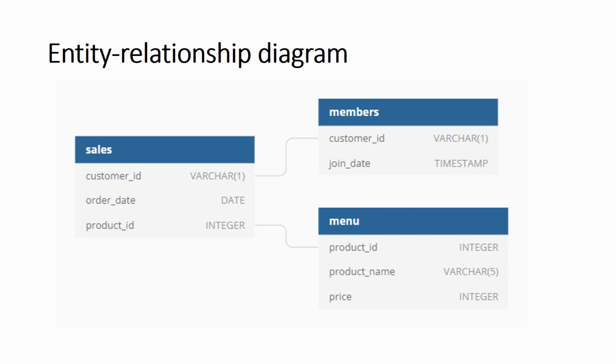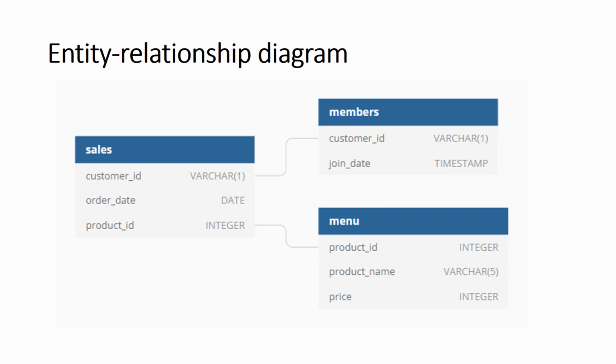In the sales table, there are three variables. One is customer ID with the data type varchar one, order date with the data type date, and product ID with the data type integer. In the members table, there are two variables. One includes customer ID with varchar one and join date with the data type timestamp. And the next table is menu, which includes product ID as data type integer, product name with varchar 5 as data type, and price with integer as data type.